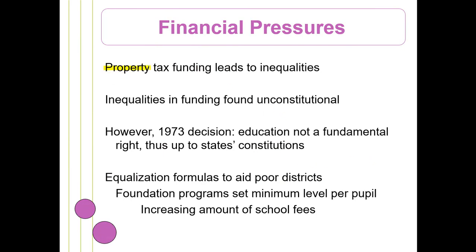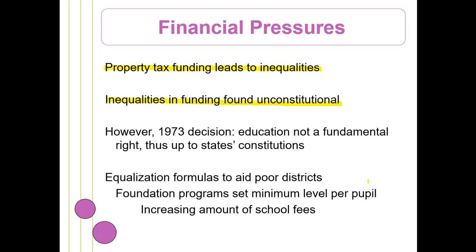Property tax funding is the vast majority of funding for schools in these school districts. And if the properties are more valuable in one neighborhood than another, so you get more funding in one district than another, that leads to inequalities, particularly in teacher pay and resources available. And some of these inequalities have been found unconstitutional.